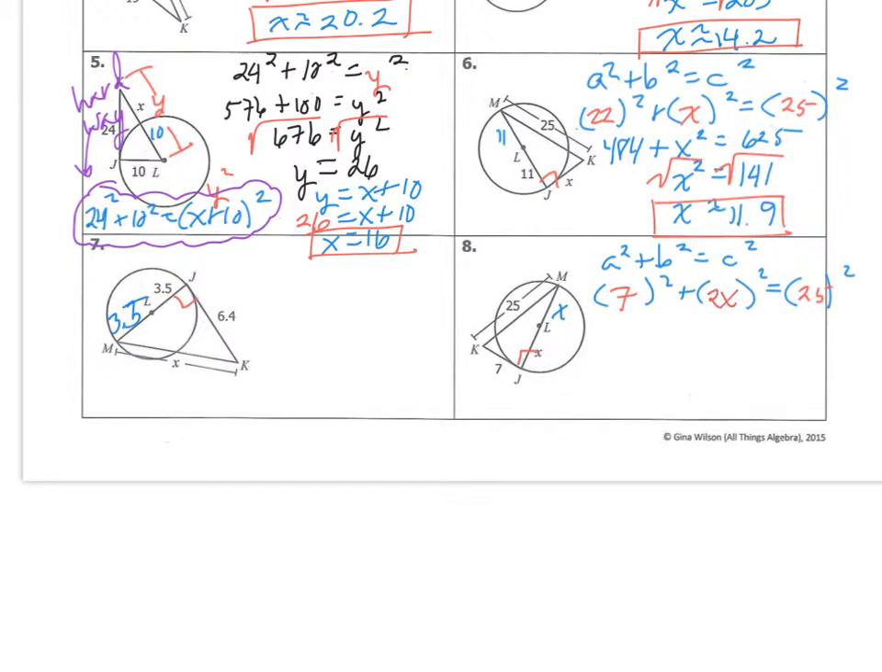You have to square both the 2 and the x. So when you square them, you get 49 plus 4x squared equals 625. Subtract the 49, what do you get?